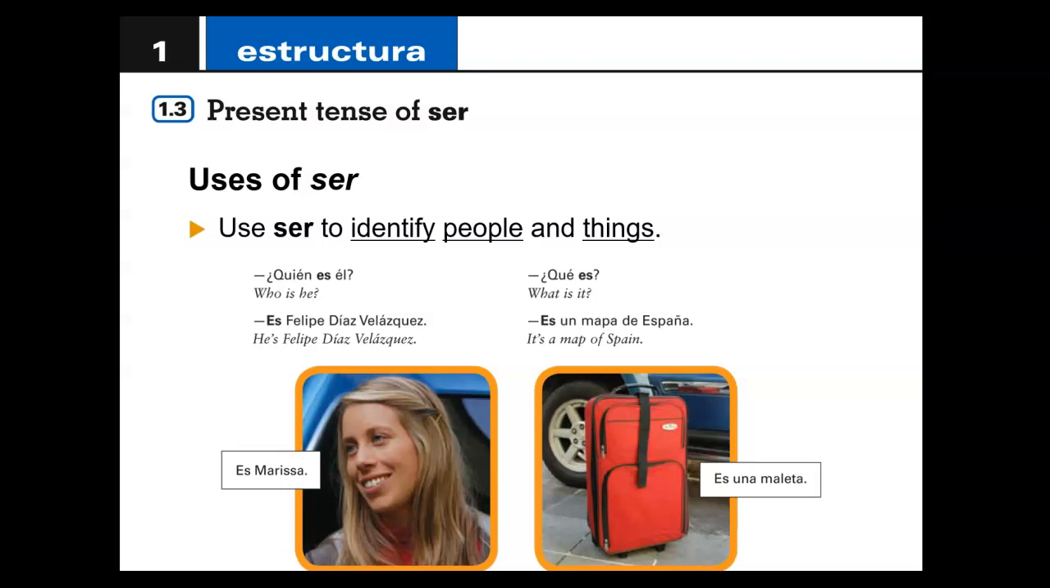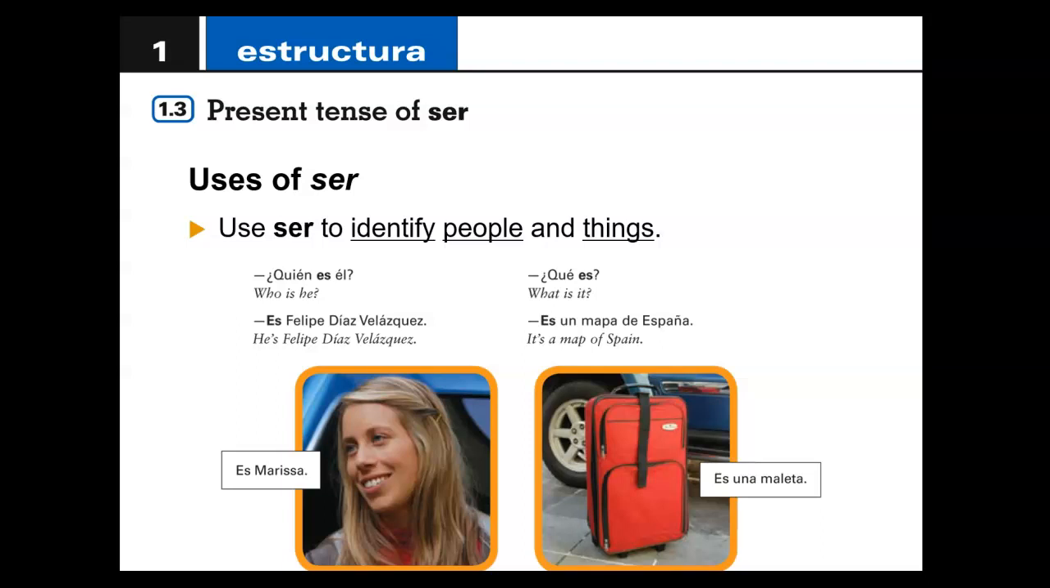Alright, so when do we use ser? Later on you're going to learn another verb that also means am, is, and are. So it's important for you to understand, when do we use ser? How do we use it? When do we use it? With what? And this is going to tell you. So if you know when to use it with ser, you're going to know when to use the other one. So the first use of ser is going to be to identify people and things. So if you look at the picture, we're identifying the girl in the picture. So it's saying es Marisa. So we're saying that's Marisa. She is Marisa.